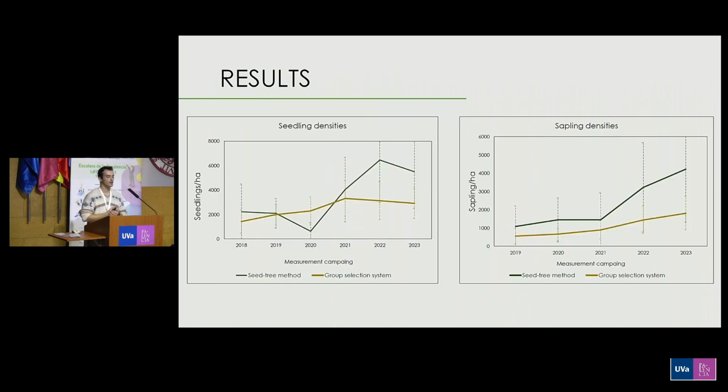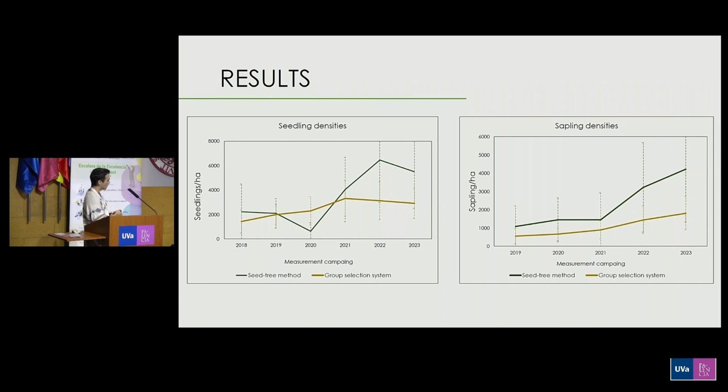Going through the results, here we have the densities: the seedlings, less than 1 year, and the saplings, more than 1 year, with both treatments. We can see that for the first 3 years, more or less, the two treatments were almost the same in terms of seedlings per hectare. But since 2021, with the seed tree method, the one that left some trees in the stand, we had more seedling production, more offspring.